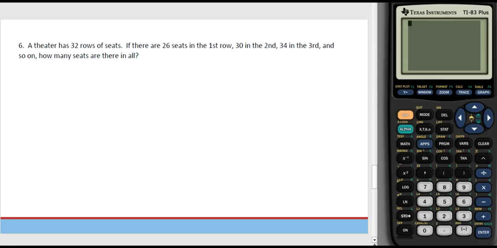So a theater has 32 rows of seats. There are 26 seats in the first row, 30, then 34, and so on. How many seats are there in all? We would need to find the back row, right?